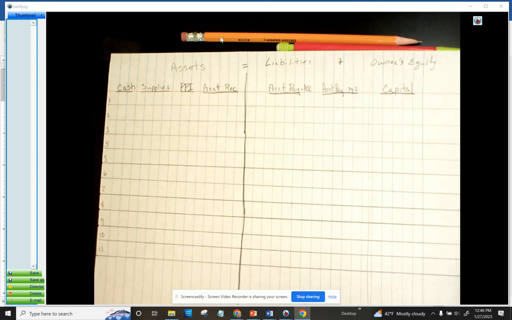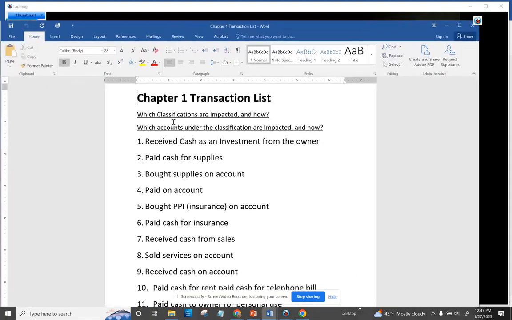Hi, class. This is a review of Chapter 1, the 11 transactions that you need to know for the mastery and also for the test. This represents about 2/3 of the test points, being able to do these transactions and carry the balances. The 11 transactions are right here.